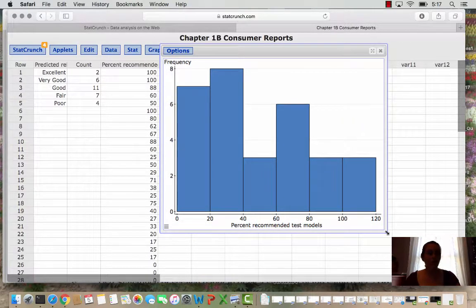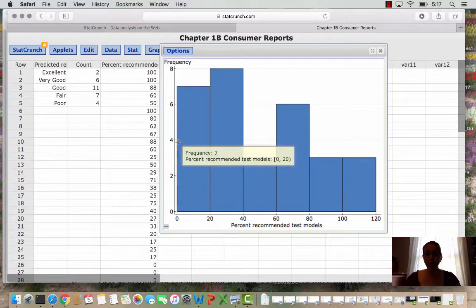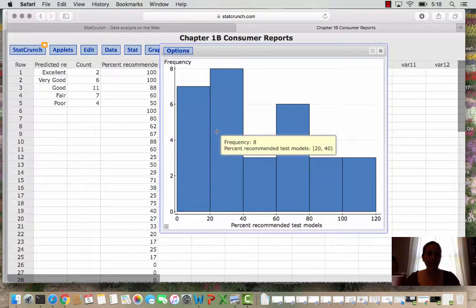And so we see here the histogram, and this looks just the same as what I drew on our paper using the frequency table. If we hover our mouse over, it'll tell us that first bar from 0 to 20 has 7 cars counted. And notice when it says percent recommended test models, the 0 has a square bracket, but the 20 has a parenthesis. So that square bracket is telling us that this bar includes values as low as 0, but it only goes up to 19%. The 20 is in the next bar.